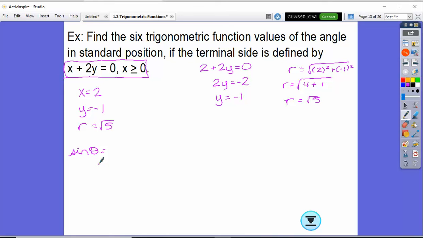So how do I get my sine? Y over r. So negative 1 over radical 5. Can't leave the radical on the bottom, so if you multiply it on top and bottom, we get negative radical 5 over 5. Reciprocal of sine is cosecant, so that's just your r over y, or you flip your sine. So you get radical 5 over negative 1. You can just change that to a negative radical 5. That's fine.